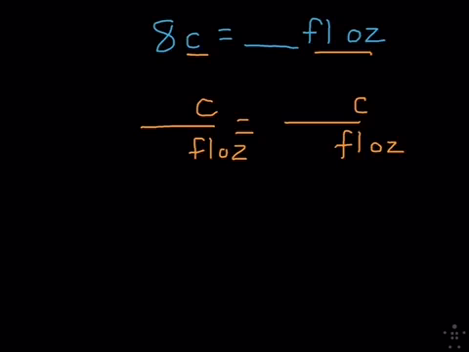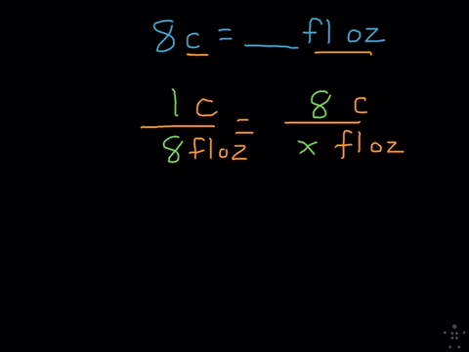And now I start to look at my relationships. So I look at my conversion chart and I say, what's the relationship between cups and fluid ounces? And I find that for every 1 cup, we have 8 fluid ounces. Next, I go to the right side, and I take what they give me. They give me 8 cups, so I will write 8 cups. We don't know the fluid ounces, so I'm going to put an x in that spot.